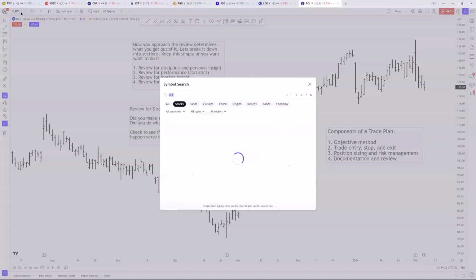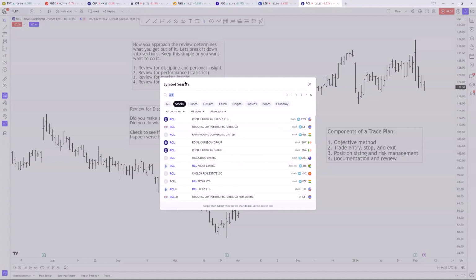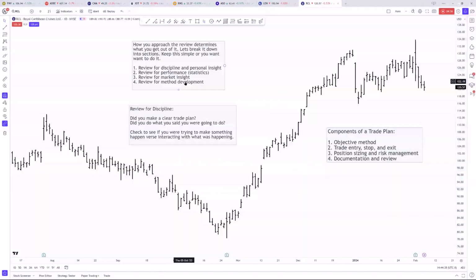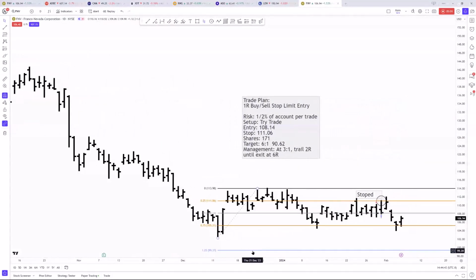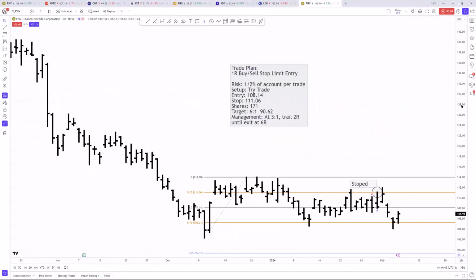We had FNV, our only completed trade so far, and this was a stop. This is where I'm going to live in my review: did I make a clear plan? Yes. Did I enter where I said I was going to enter? Yes, I entered short where I said. Did I get stopped where I said I was going to get stopped? Yes. Did I chase it after I got stopped? No, I didn't. So I did everything that I said I was going to do.